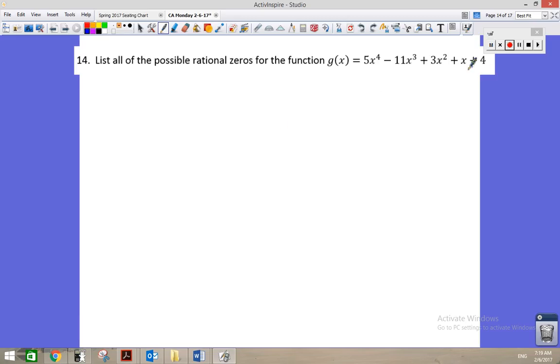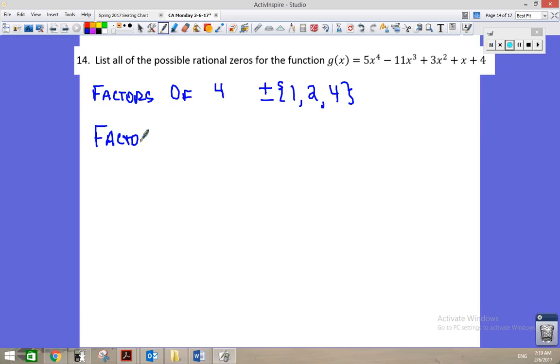List all the possibilities. Well, the constant term, let's list it. Factors of 4. Don't forget that it's plus or minus. The factors of the leading coefficient. We create a list. We're not saying that these are the x-intercepts, but we are saying that if this graph does have x-intercepts, and if those x-intercepts are rational numbers, they'll have to be in this list.